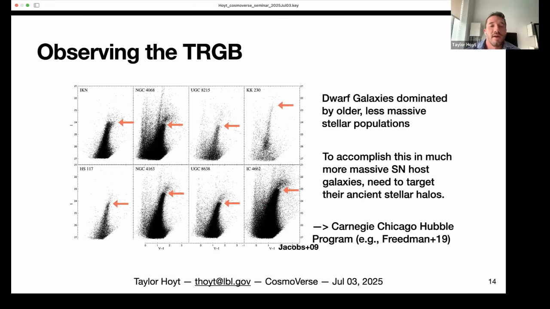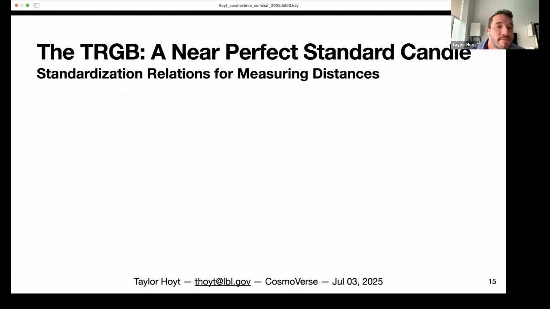So just to keep training your eye on what we look for to detect the tip of the red giant branch, it's this discontinuity at the termination of the red giant branch that occurs because the time scale for a star to rise the red giant branch is orders of magnitude longer than it is to evolve off. So you get this abrupt truncation in the counts of stars right at the tip.